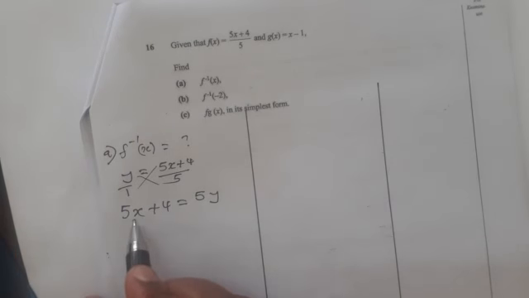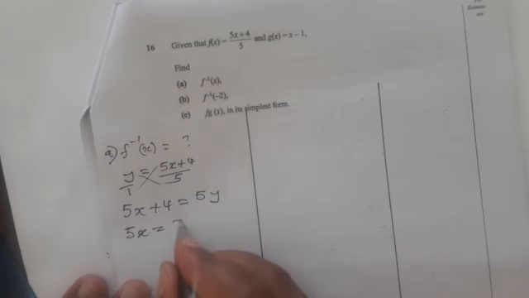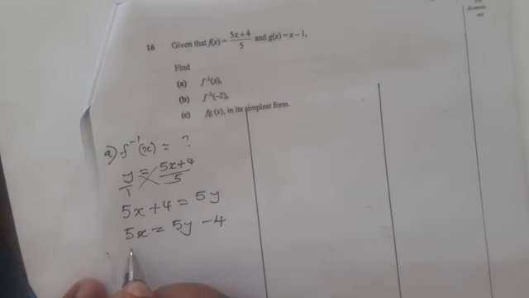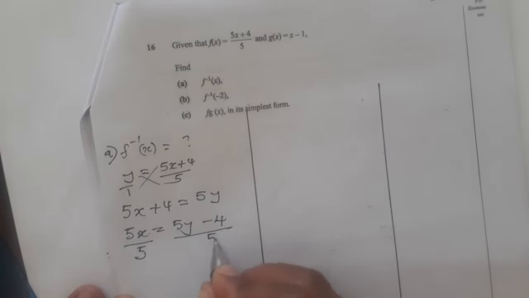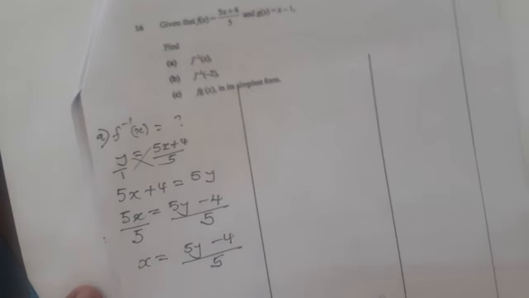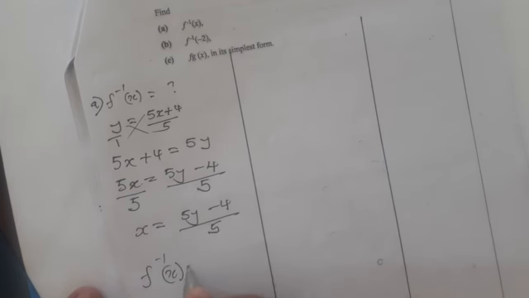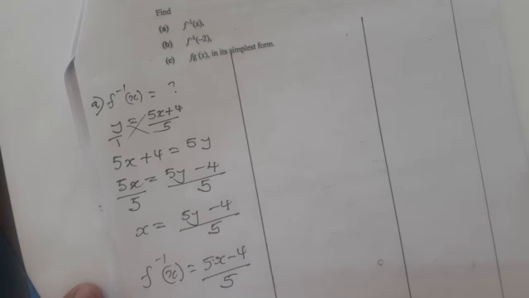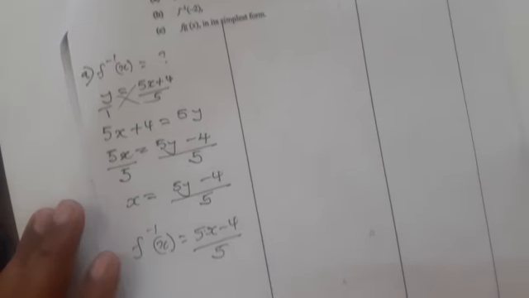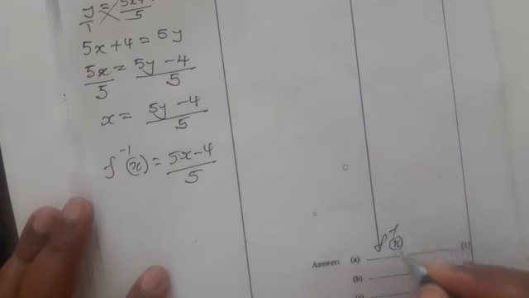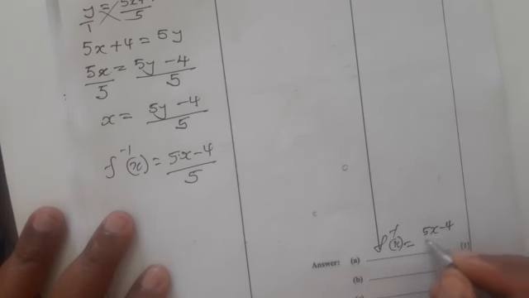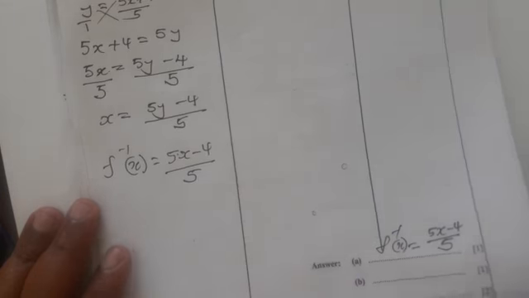But our interest is to get x. So we take this the other side. So 5x is 5y minus 4. Then, to find x, we divide both sides of the equation by 5. This and that will cancel. Therefore, x will be equal to (5y minus 4) over 5. To write the expression, where there is y, we put x. So our inverse of f acting on x is (5x minus 4) over 5. That is the answer.